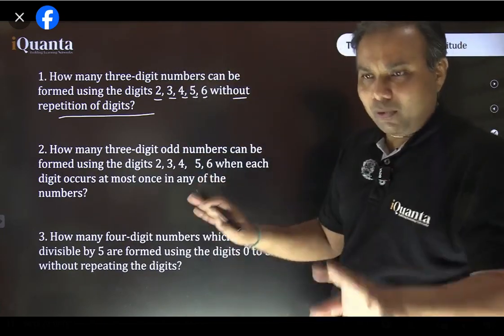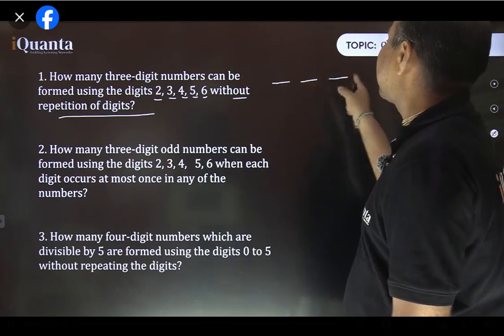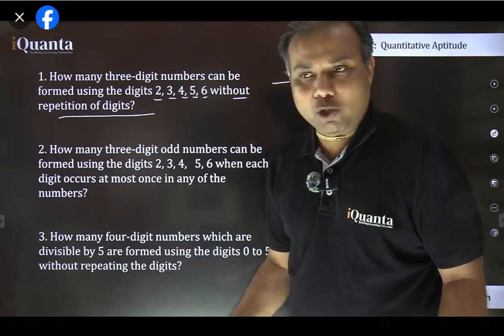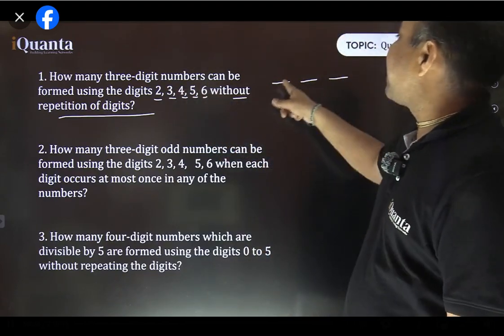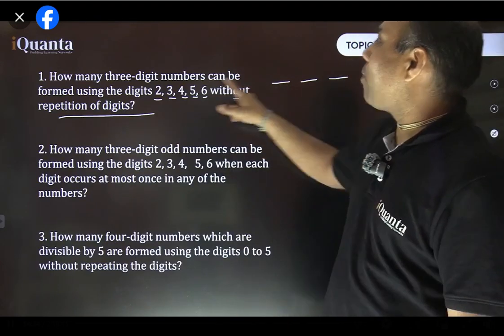See, without using any formula, first let's go by that. Without using any formula, I need to make a 3-digit number. So we have 3 places to be filled, right? Now, any of the digits can come at this first place, right? So this first place can be filled in how many ways?